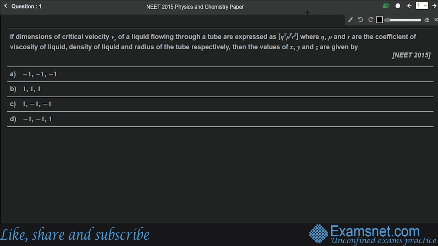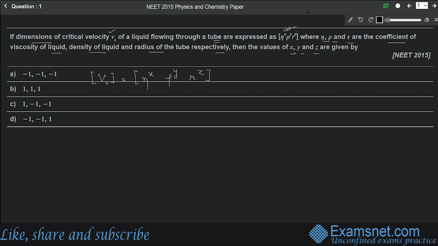The first question is from the chapter Units and Dimension, and the question is: if dimensions of critical velocity of a liquid flowing through a tube are expressed as eta to the power x, rho to the power y and r to the power z, where eta, rho and r are the coefficient of viscosity of liquid, density of liquid and radius of the tube respectively, then the values of x, y and z are given by. Okay. So it is given that the dimension of critical velocity is equal to eta to the power x, then rho to the power y and r to the power z.